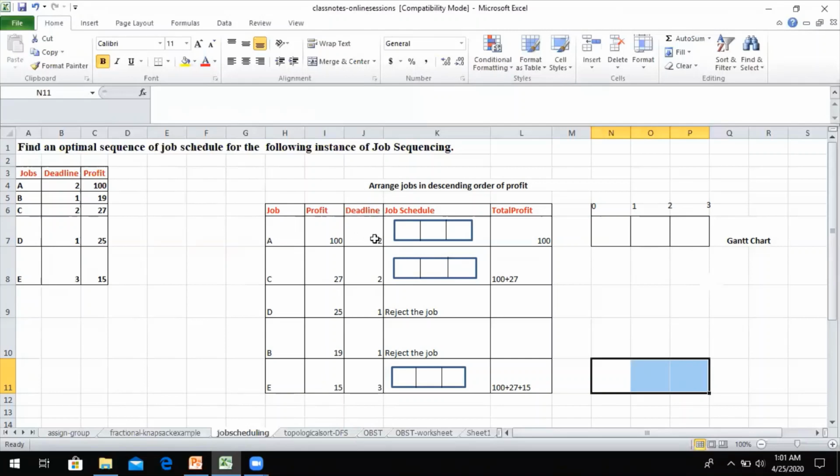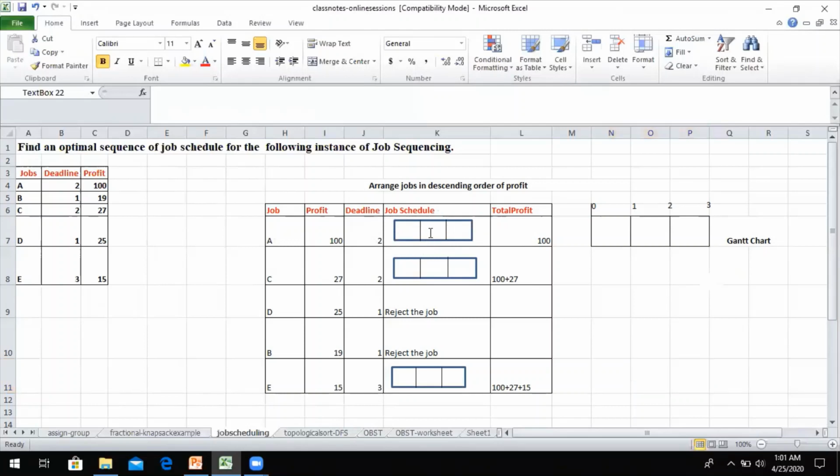Now, when 2 is given as a deadline, we can schedule A in two options, either in the first time slot, which is 0 to 1, or in the second time slot, 1 to 2. Please note that this is a Gantt chart with time slots numbered: the first time slot 0 to 1, the second time slot, the third time slot. If job A has to be scheduled within the deadline 2, there are two time slots in which it could be scheduled, either the first time slot or the second time slot.